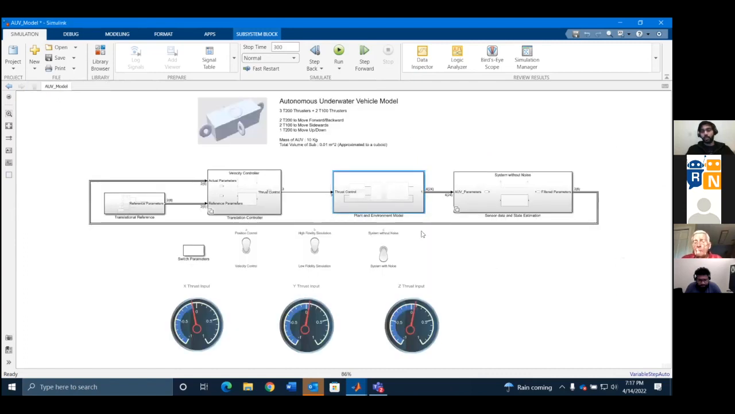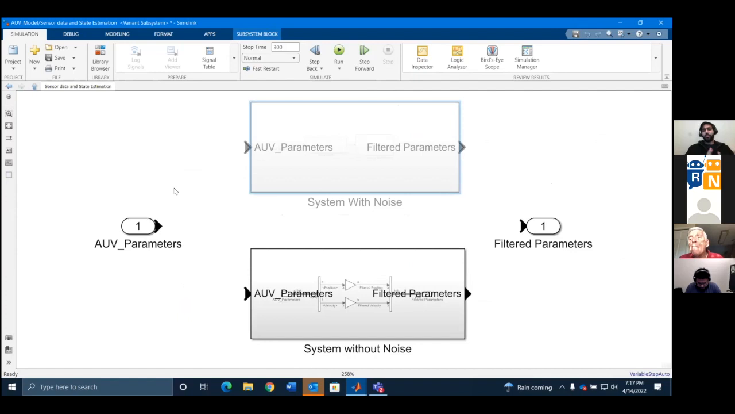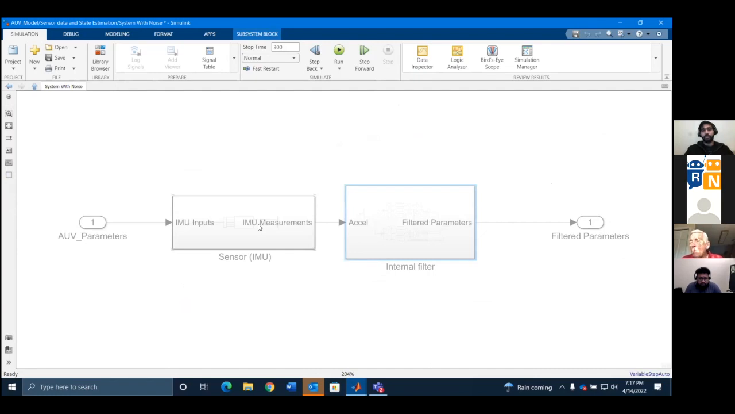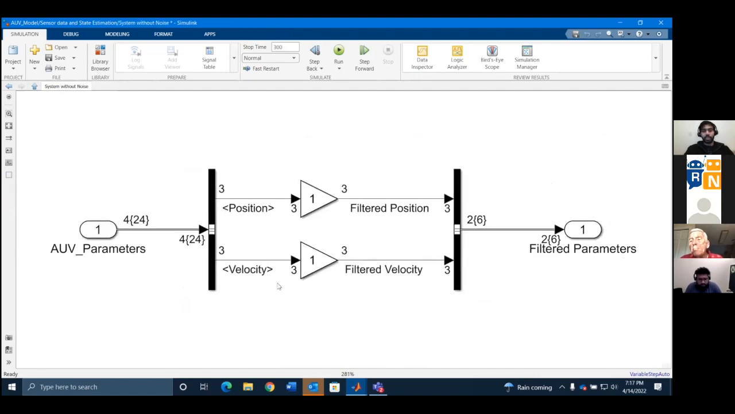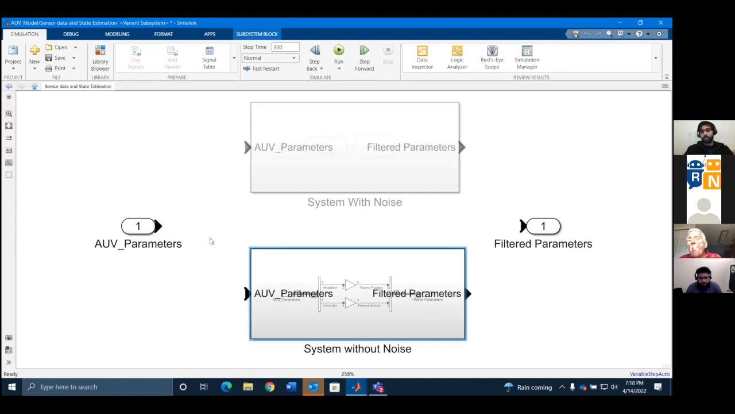Now, once you have your plant and environment model ready, we move on to the sensor data and state estimation part. So here we have two parts: system with noise and system without noise. The system without noise is the scenario where your sensors are perfect, and you're measuring exactly the same output. In this case, there is no noise in the system, and the signals measuring position and velocity are the exact same signals. But in real life, no sensor is perfect. There will always be noise in the sensor because of thermal agitation or some physical phenomena.